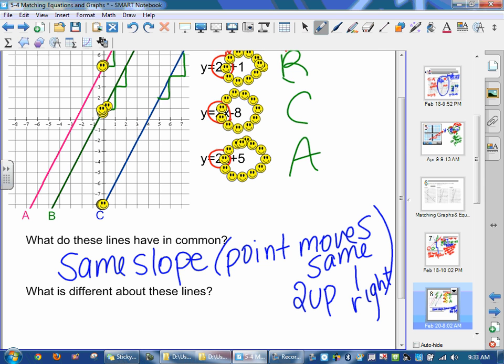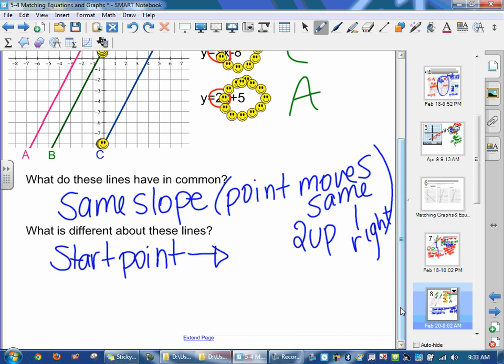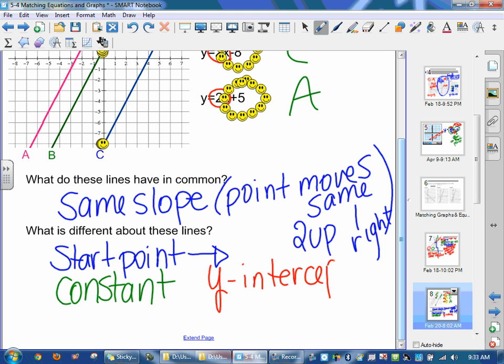Now, what's the fancy name for start points? It's the constant, yeah, it's our constant. That's not a fancy name, though. I heard somebody say it out loud. The y-intercept. The word intercept is like an intersect, where the graph intersects or touches that y line. That's why it's called y-intercept. Okay? So that's the part that's different.